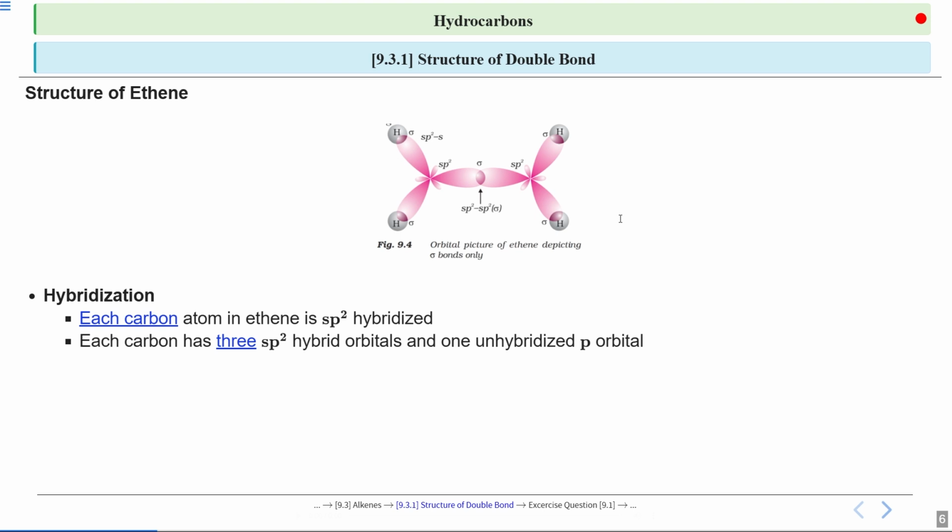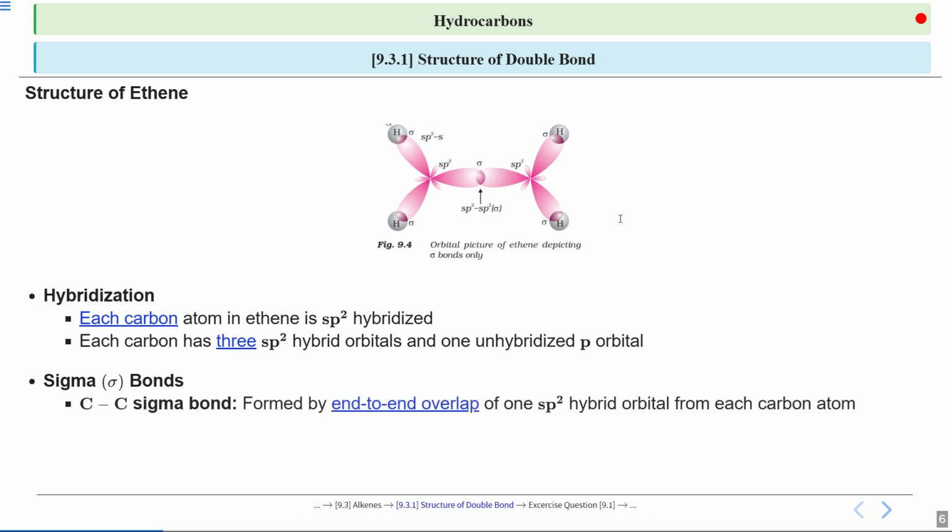In addition to three sp2 hybrid orbitals, each carbon atom has one pure or unhybridized p orbital. This unhybridized p orbital is crucial for forming the pi bond in the double bond of ethene, which we will discuss shortly. Now let us focus on the sigma bond in ethene. The C-C sigma bond in ethene is formed by the end-on-end overlap of one sp2 hybrid orbital from each carbon atom. You can see it in the diagram.